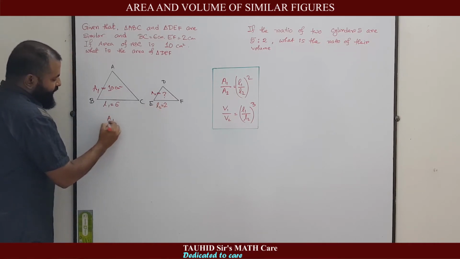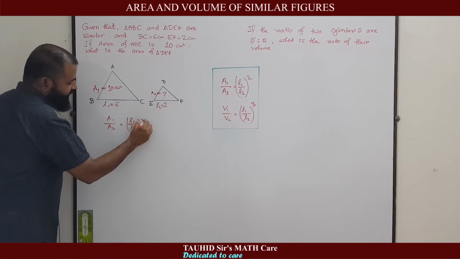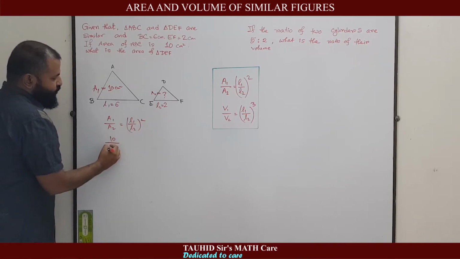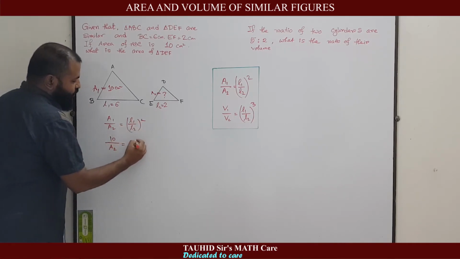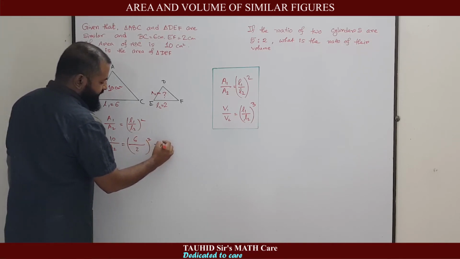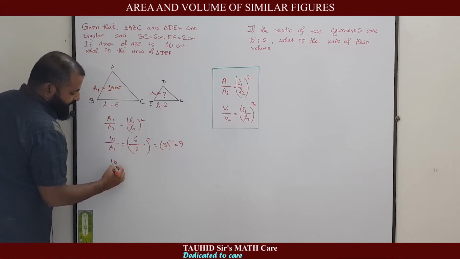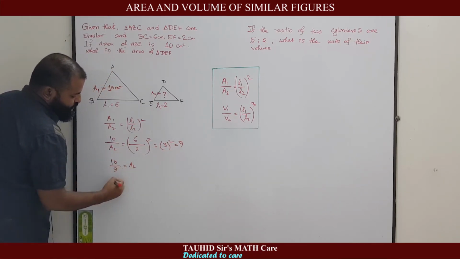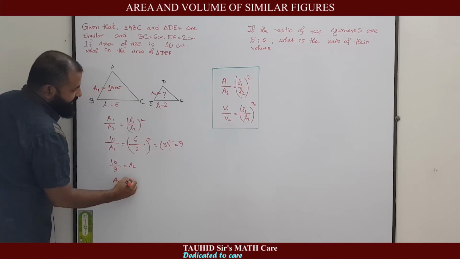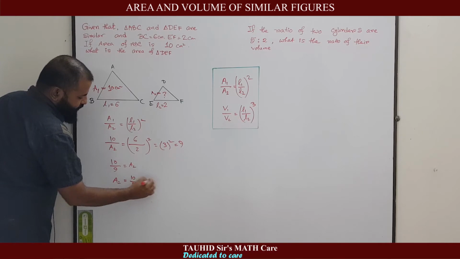We know that A1 by A2 equal to L1 by L2 whole square. A1 is 10, A2 is unknown, L1 is 6, L2 is 2 whole square. That means 3 square, that means 9. Therefore 10 by 9 equal to A2. Therefore area of the triangle DEF is 10 by 9 centimeter square.